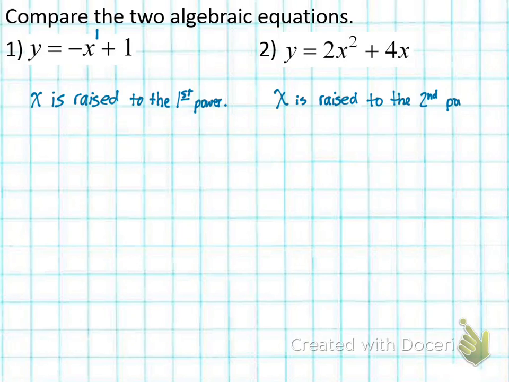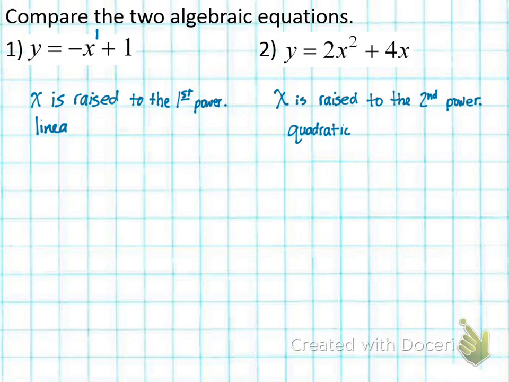Okay. When we look at this type of equation, or each type of equation, when we have anything to the first power, we know this is a linear graph, okay? Anything to the first power is linear. Anything to the second power is quadratic. What's anything to the first power? Linear. Anything to the second power? Quadratic.